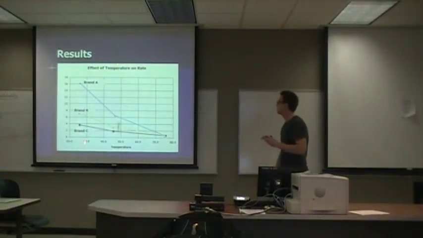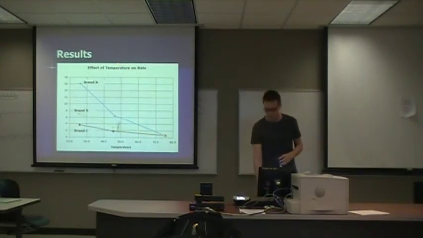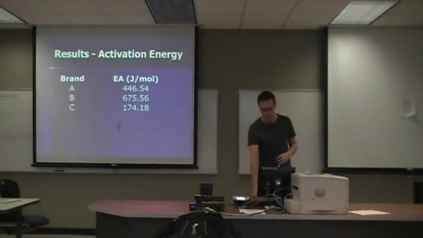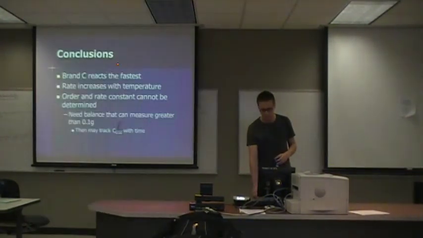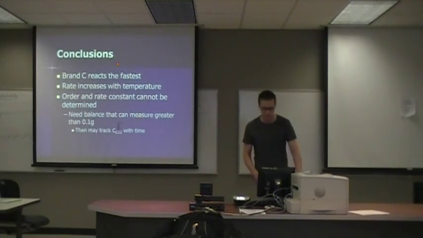With temperature, you see that the time that it takes to react decreases. It's just a graphical representation. Brand C, overall, reacted the fastest at all given temperatures, which makes sense because it had the lowest energy of activation. And so, as a conclusion, brand C reacts the fastest. The rate increases with temperature.